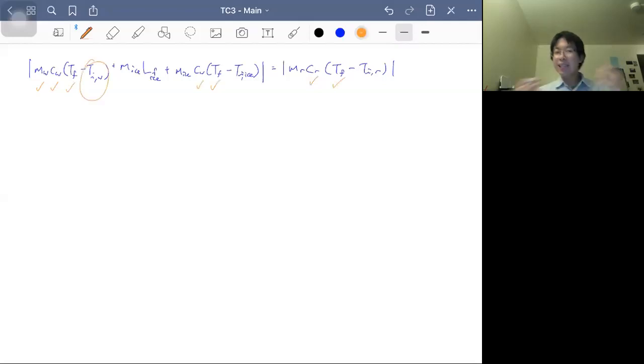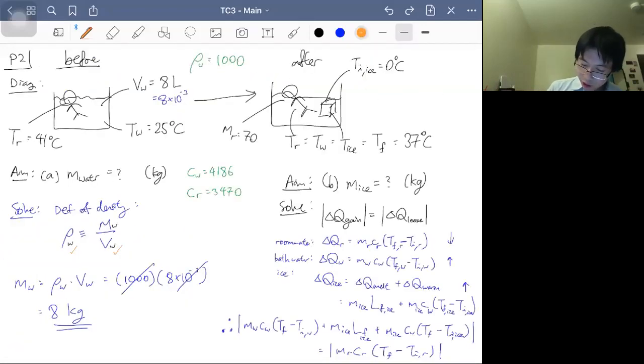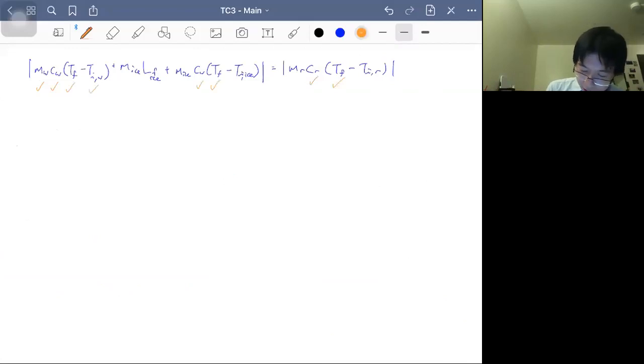Initial temperature of the water, do we have that? Yes, it starts at 25, so we know that. What else? Mass of ice, no, I don't know that. In fact, that is the goal, the aim, so I'm not supposed to know that. Latent heat of fusion of ice, we should be given. I'm confident it has to be given in order to solve the problem, but let's move on first. Initial temperature of the ice, yes, it's 0 degrees, so we know that.